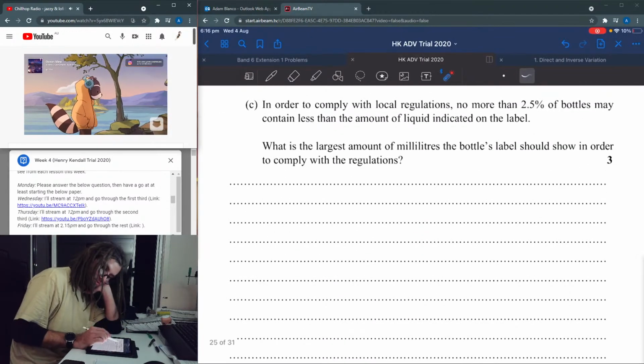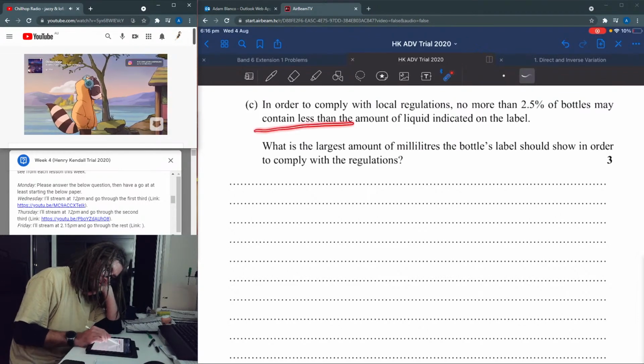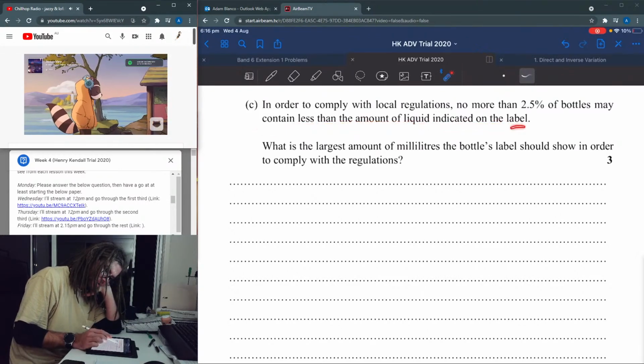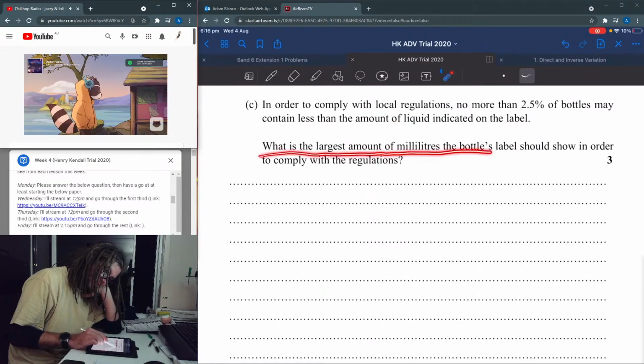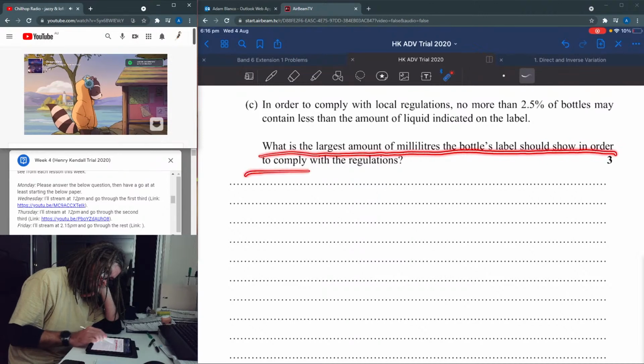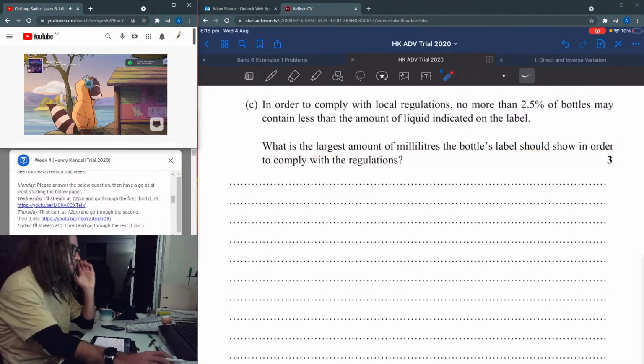In order to comply with local regulations, no more than 2.5% of the bottles may contain less than the amount of liquid indicated on the bottle. I think that's a real thing. What is the largest amount of milliliters the bottle's label should show in order to comply with regulations? Okay.